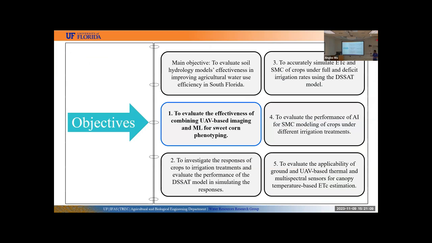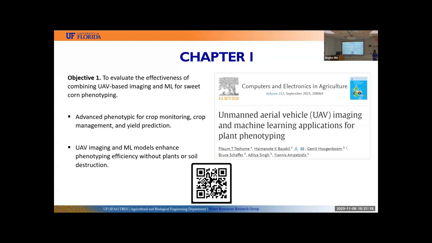So if I say this much about our project, let's jump to the first chapter of my research project. The first chapter of this project had one objective, which was to evaluate the effectiveness of combining UAV imaging with machine learning techniques for sweet corn phenotyping. You might ask why this is important.